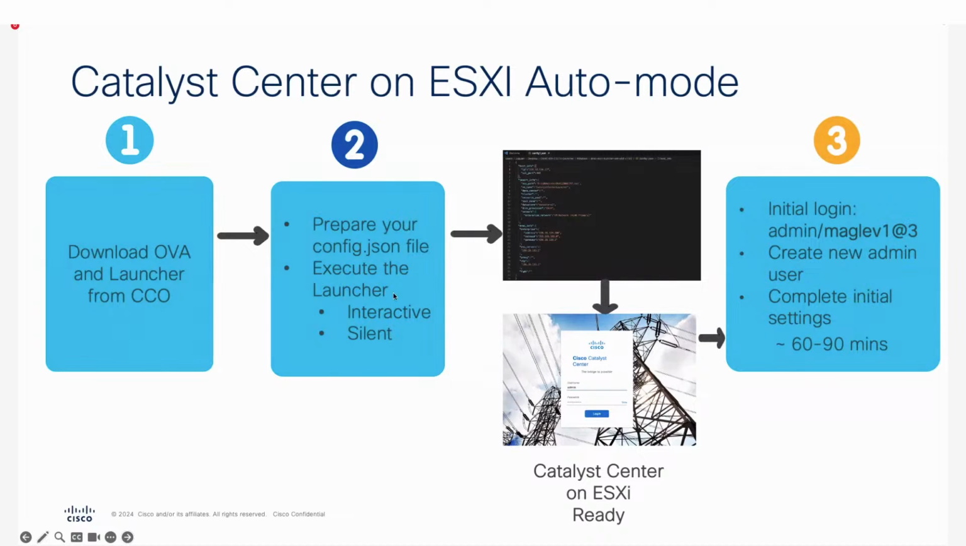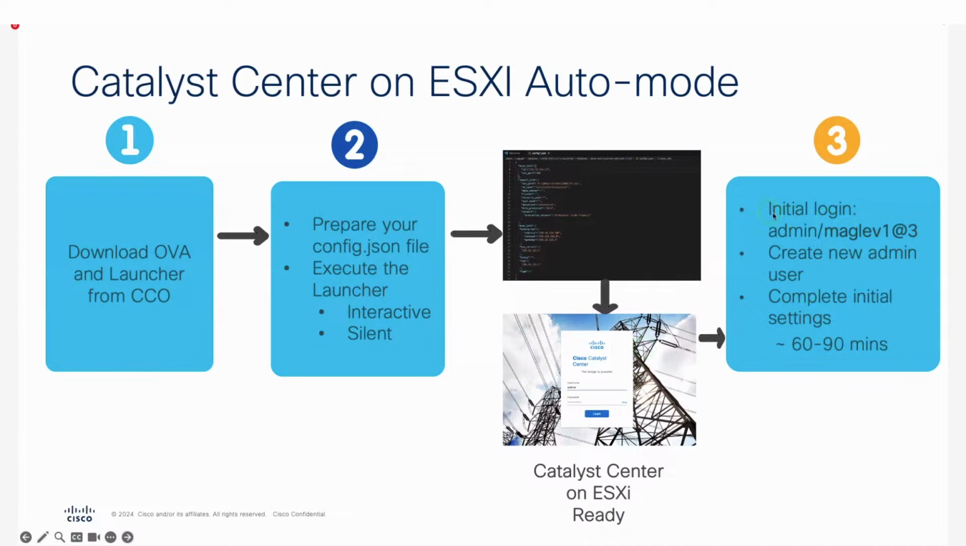You will prepare a configuration file. It will be a script that you will be using with this launcher executable file. In order to complete this, you will execute the launcher. There are going to be two options that we will review in a demo as well. And after it completes the setup, it will take you directly to the Catalyst Center GUI. So you will not need to go over any wizards, either the web UI or the maglev one. You will get redirected to the Catalyst Center on ESXi and it will be ready for you to log in.